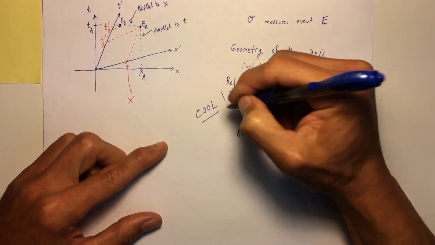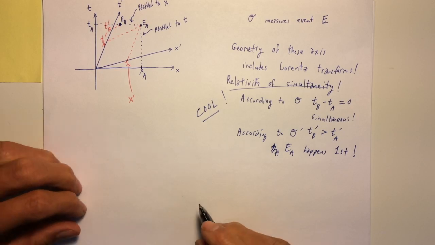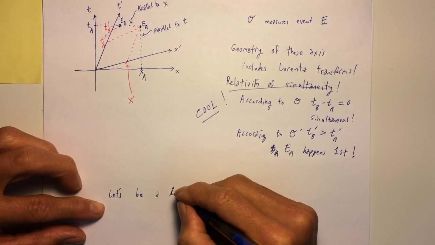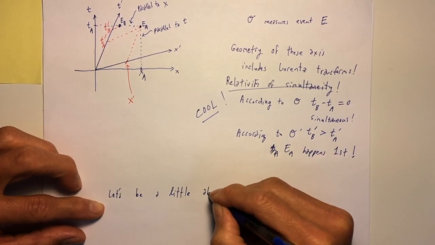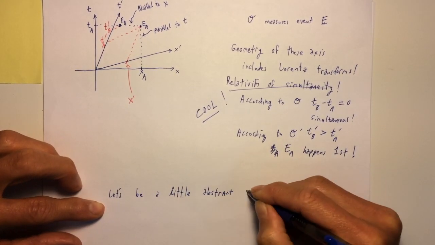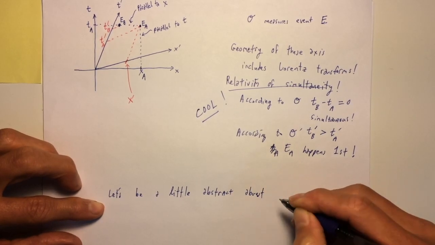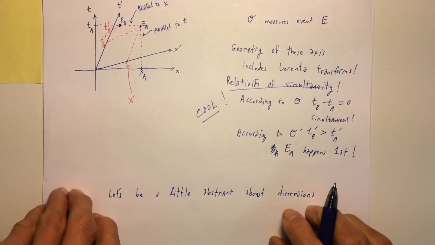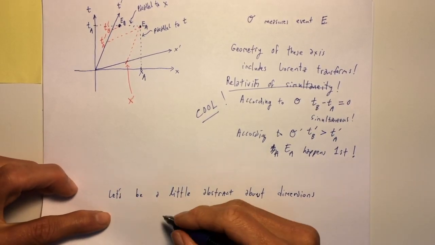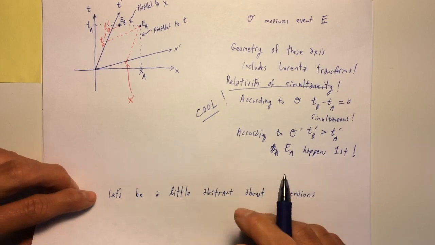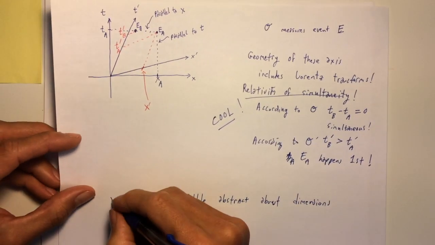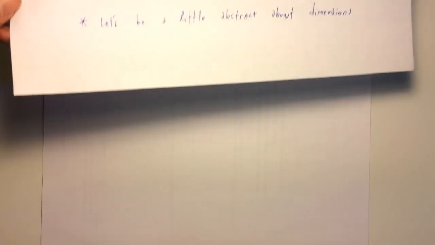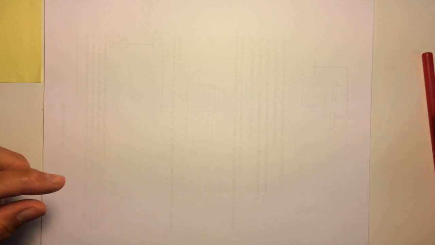I hope you agree. Okay, so what I'm going to do is let's be a little abstract about dimensions. And it's not really an abstraction, but what I'm going to do is the following. So this is what's going to follow. We're going to have a bit of a dimension abstraction. All right. So what that looks like is this.